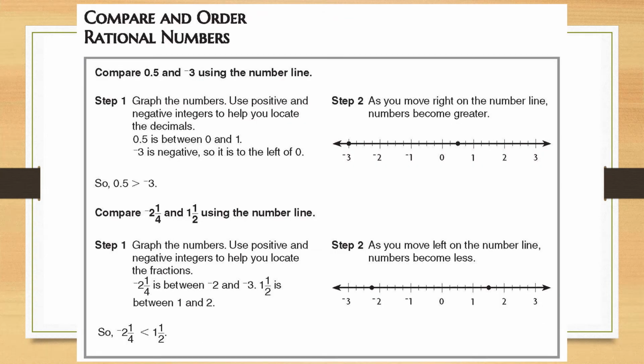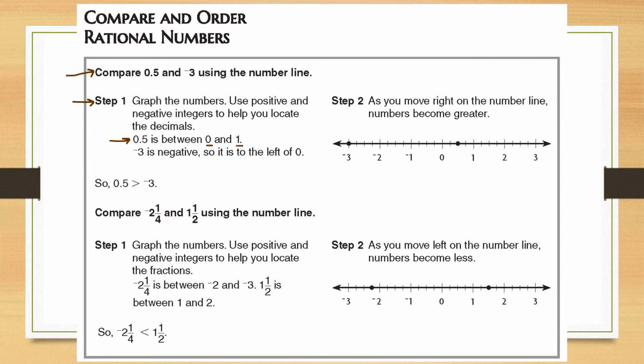Compare and order rational numbers. Compare 5/10 and -3 using the number line. Step 1. Graph the numbers. Use positive and negative integers to help you locate the decimals. 5/10 is between 0 and 1.